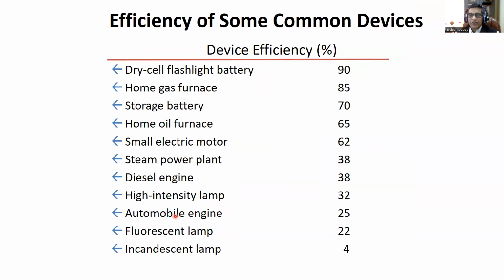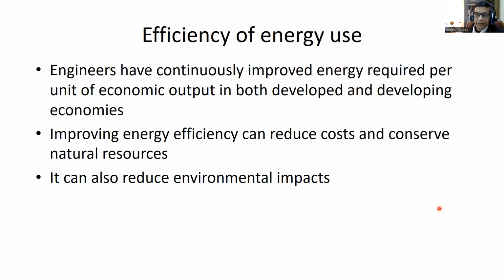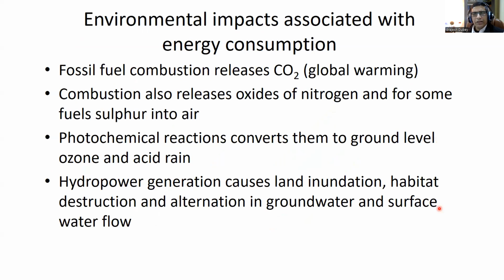These are some examples of different device efficiency. As you can see, it ranges from 4 to 90%. And transmission loss is also there. Power plant losses are there, transmission loss. So if your fuel input is 100 units, what you get in energy output at the location where you're using it is only 9.5 units. So that's again a lot of concern. You are losing a lot of energy in the transmission. So how to work on that? Those are the ones which we have to work on to reduce the environmental impact.